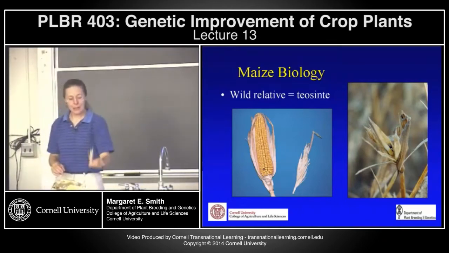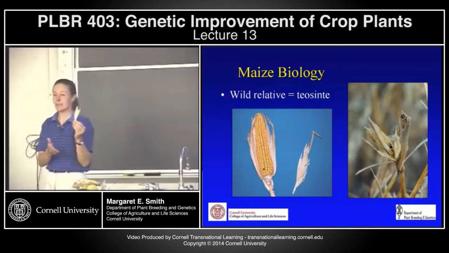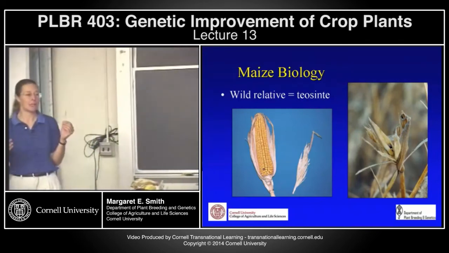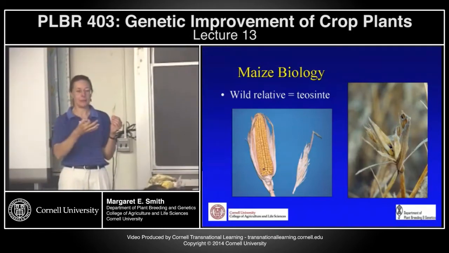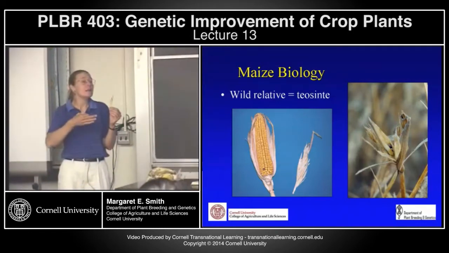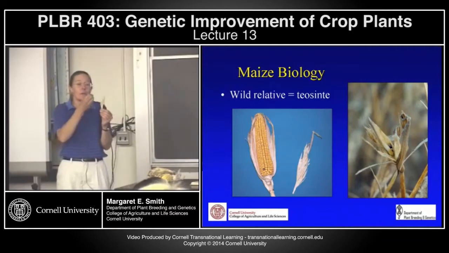The early domesticators selected for several things that are almost always selected as part of the domestication process. Larger size of the edible plant part, in this case the seeds. Easier harvesting, so reduced shattering.